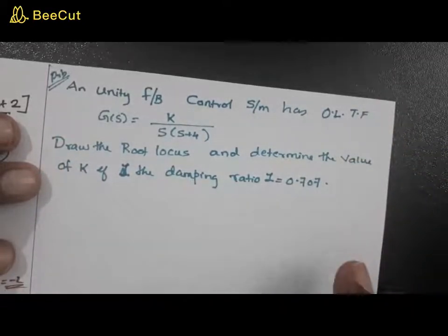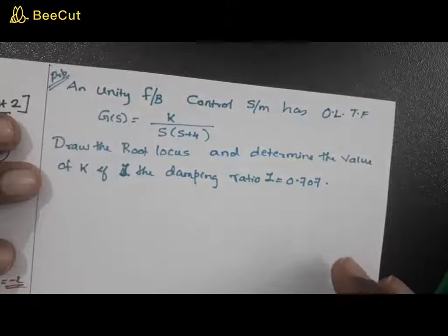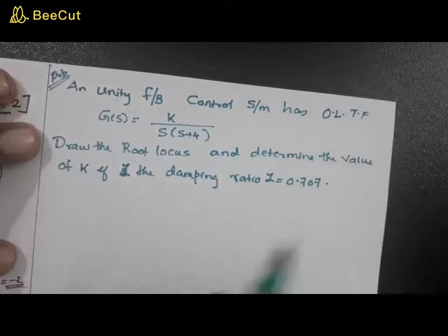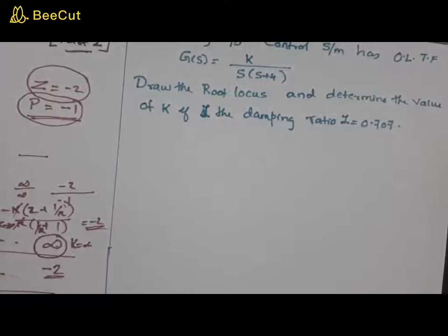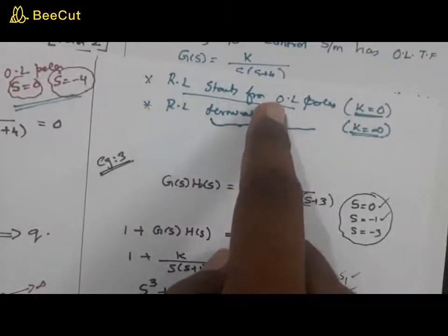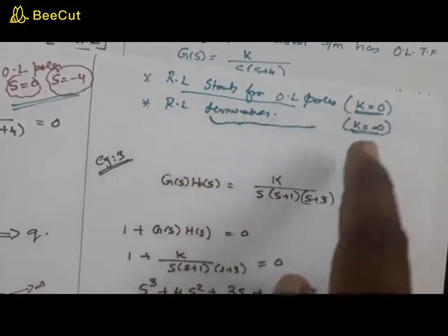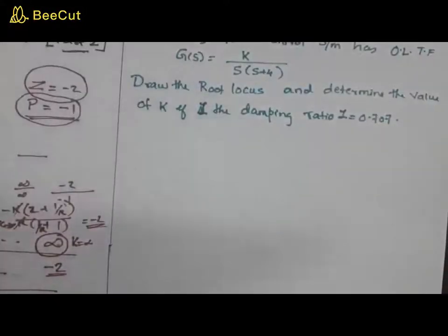After doing this problem, we will list some of the salient features of root locus, which is a very important topic which may be asked as a theoretical question. Sometimes they may ask you to explain or list the salient features of root locus. So far we have studied in the previous example that the root locus always starts from an open loop pole and it terminates either at zero or at infinity. That's what we studied.